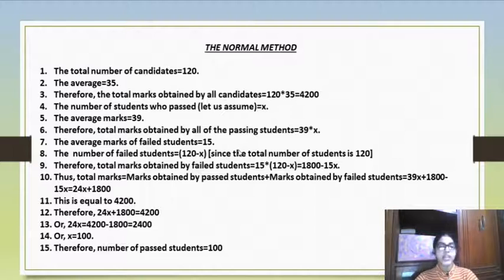The equation is solved in the presentation itself. In steps 12, 13 and 14, you have the solution to the equation. If you just solve it as you would a linear equation, you get x equals 100. Therefore, the number of passed students is 100. We're done with the problem. 100 is the correct answer. This is a foolproof method. There is nothing that we could do wrong here unless we made a calculation error.